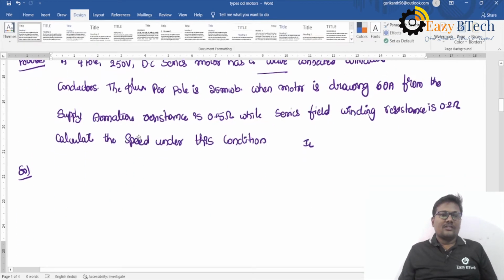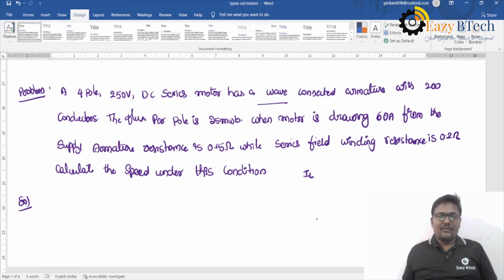So this is about the series motor. A 4-pole 250 volts DC series motor. First of all, you should draw the diagram. If a DC series, DC shunt, or DC compound motor comes in an examination, first you should draw the diagram. Then you will easily understand.